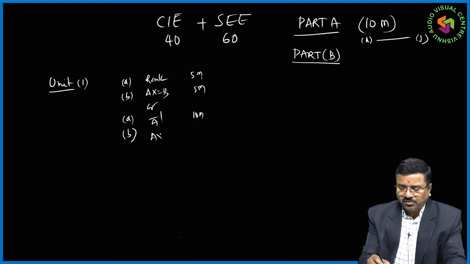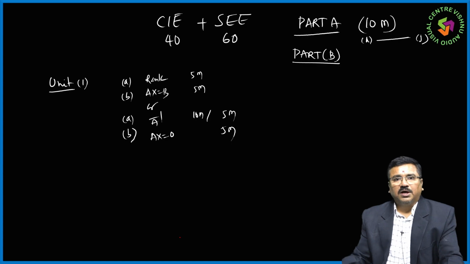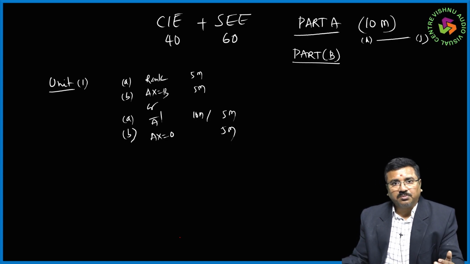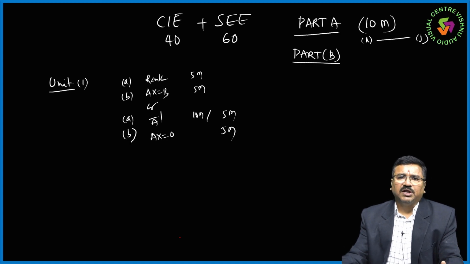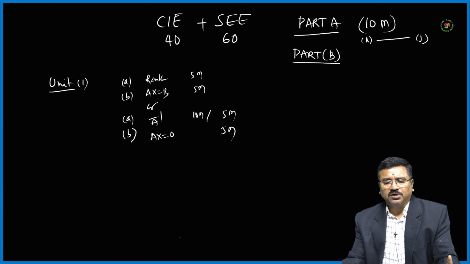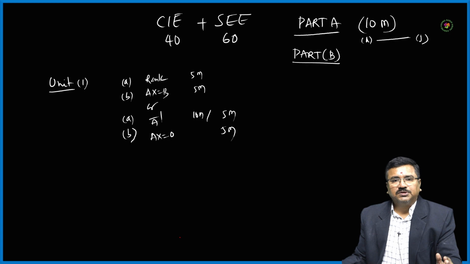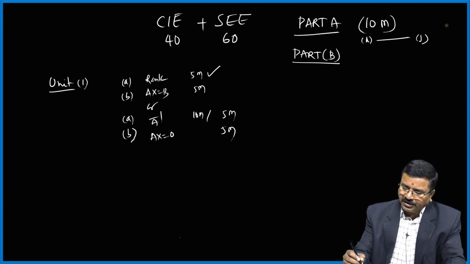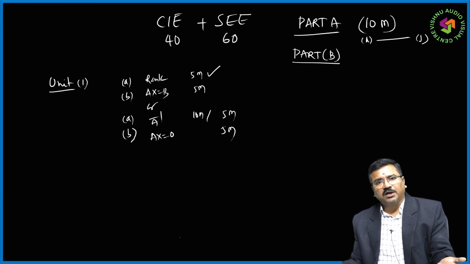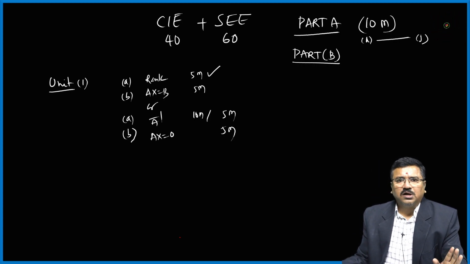Sometimes he will give Ax equal to 0. This depends on the mood of the examination setter. Some setters will give A and B, and some setters will directly give only one question. If the student practices rank and is perfect in finding echelon form and normal form, definitely he will get the 5 marks. And if he practices inverse also, sometimes he may get 5 marks, or even 10 marks.